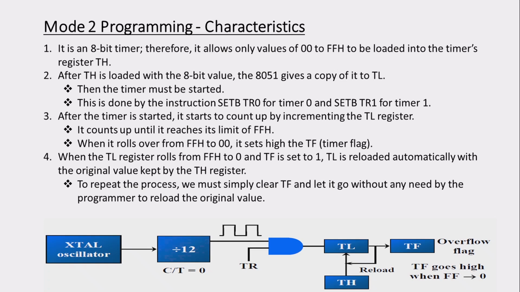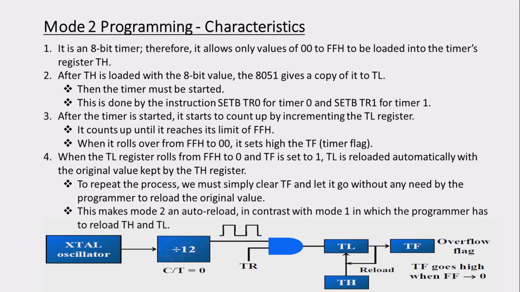Since we are not altering anything in the TH register, the value which is loaded into this TH register, the initial count, is not being altered. The value is being altered in my TL register, but the initial count is kept safe in my TH register. Since it is safe, what this 8051 does is take the value present in the TH register and load that value back into the TL register.